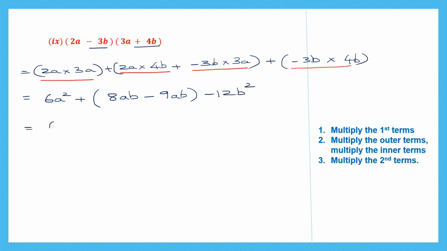So this is 6A square. Now let's work on this. So signs are different. Put the sign of the bigger number and subtract. 9 minus 8 is 1. 1AB or simply AB, minus 12B square. So our answer is 6A square minus AB minus 12B square.